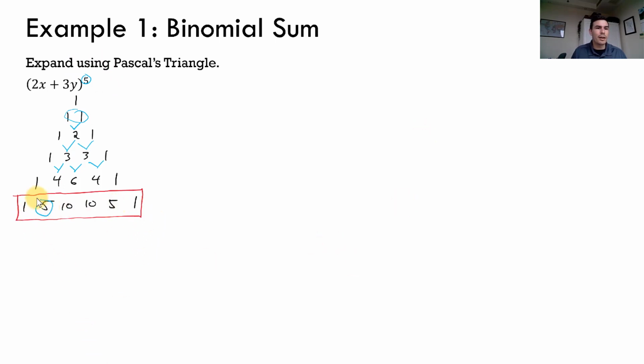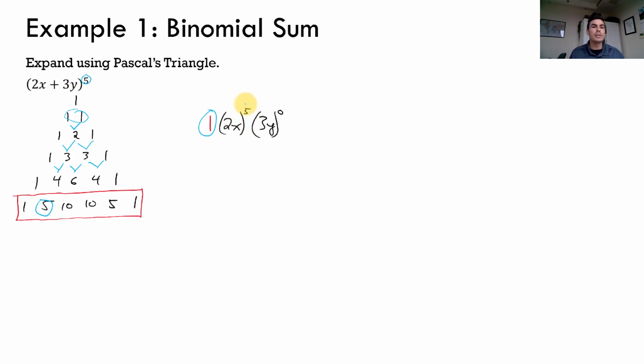However, since I have 2x plus 3y, it's not just x plus y, it's going to take a little bit more. So let's take a look at what these terms are going to look like. My 1 from my triangle is just this first one right here, and that is the coefficient that we're going to start off with. Now, for my terms, 2x and 3y, their powers always need to add to this 5 right here. Remember that. So my first term starts off with whatever my power is, 5.